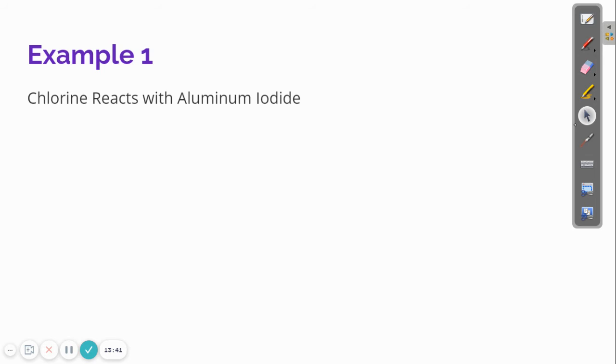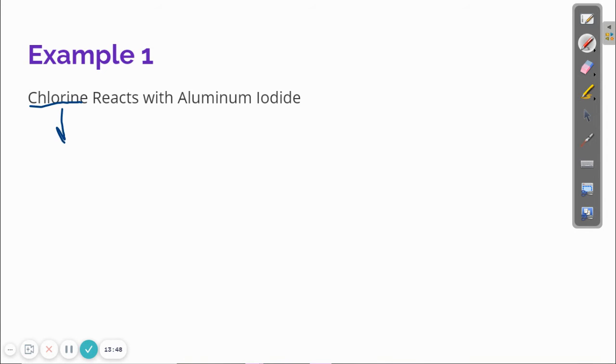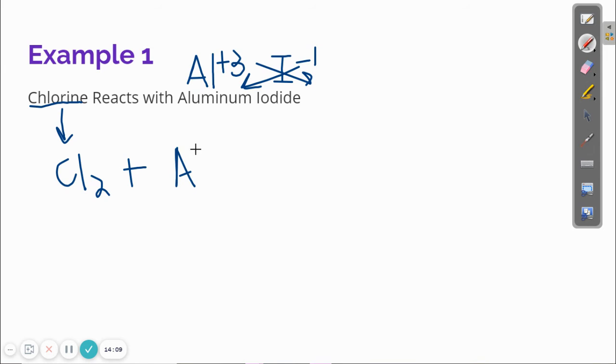So the first one says chlorine reacts with aluminum iodide. So let's go ahead and just write out what our reactants are, and then we'll figure out what type of reaction it is. Chlorine is a diatomic, so it's Cl2, and it's going to react with, so plus aluminum iodide. Aluminum is Al, it's got a plus 3, and iodine is I, and it has a minus 1. So we're going to crisscross that really quick. So the formula is AlI3. So if you look, I have an element and a compound. So this is going to be a single replacement.